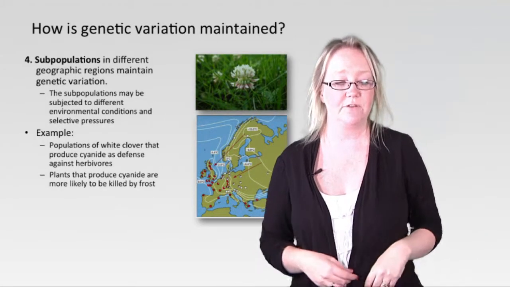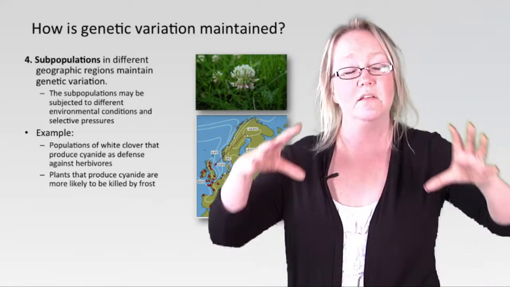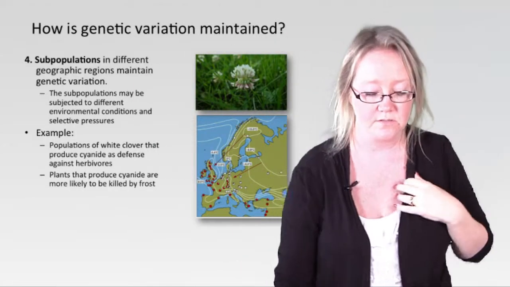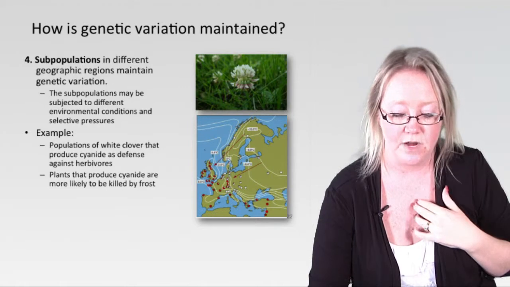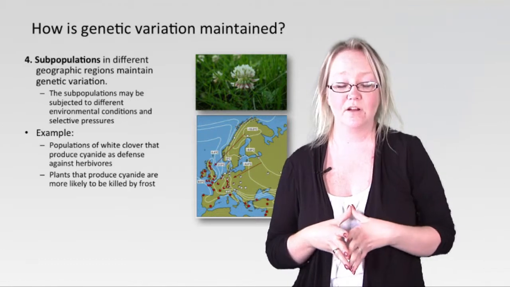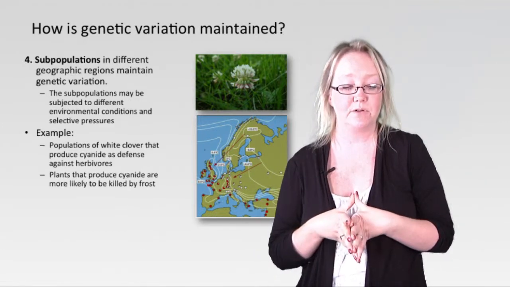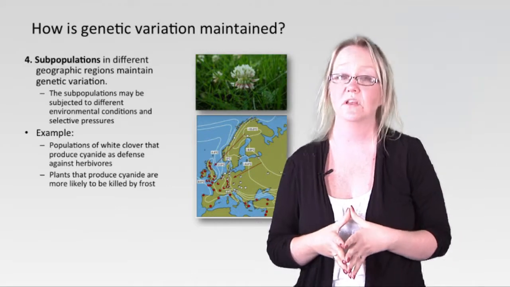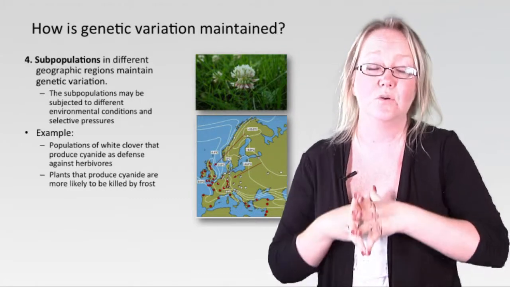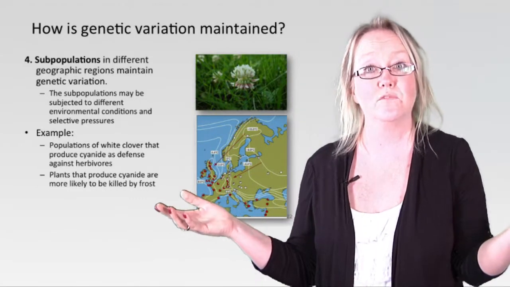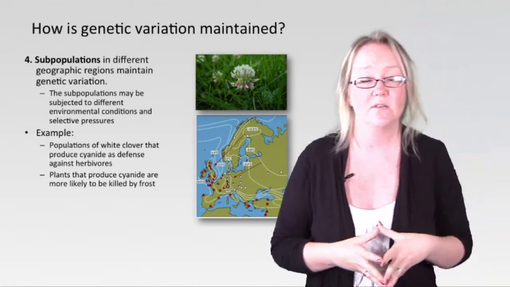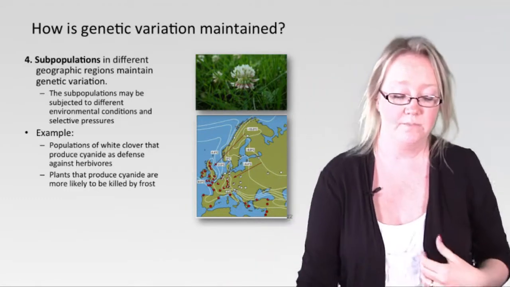Subpopulations in different geographic regions maintain genetic variation. So within an overall population, that population might be broken up into subpopulations that are subjected to different environmental conditions. So for example, white clover. There are subpopulations of white clover that produce cyanide as a defense against herbivores. An herbivore is an organism that eats a plant. And so particular white clover that are exposed to herbivores on a regular basis have developed a way to produce cyanide in themselves, which then poisons their herbivores.